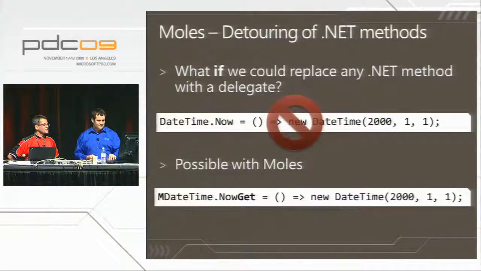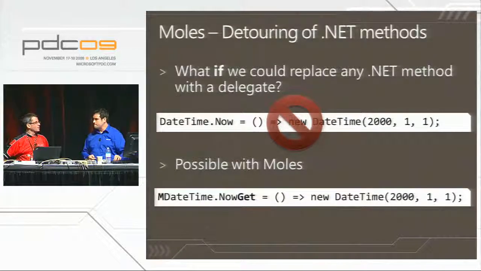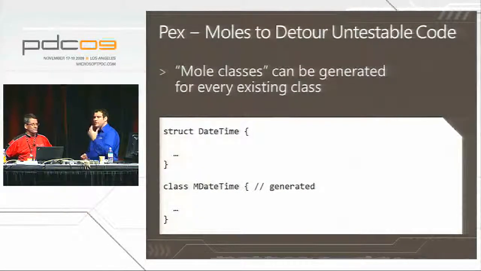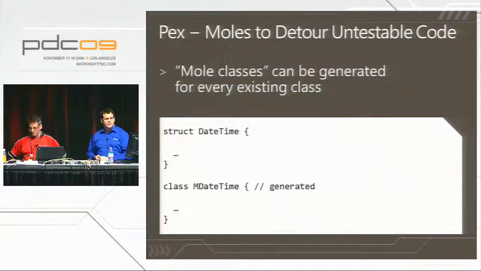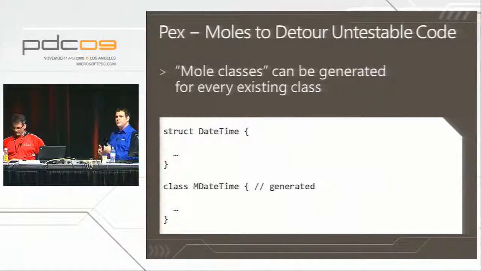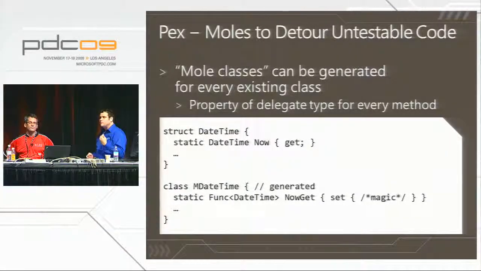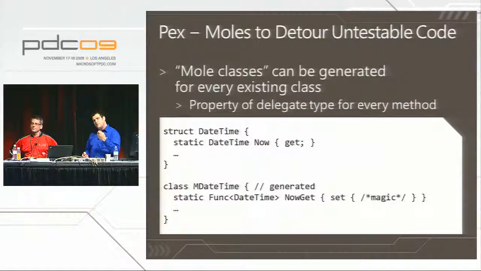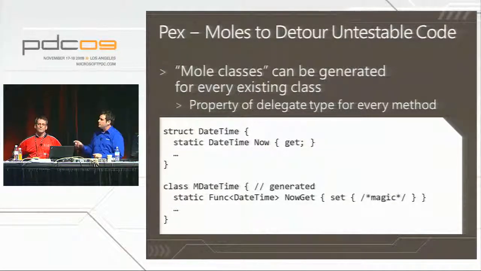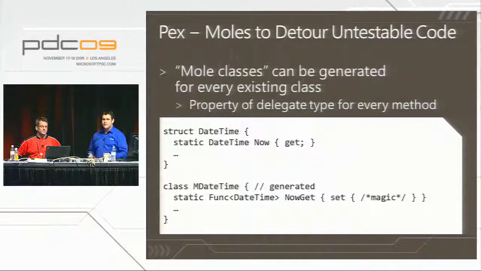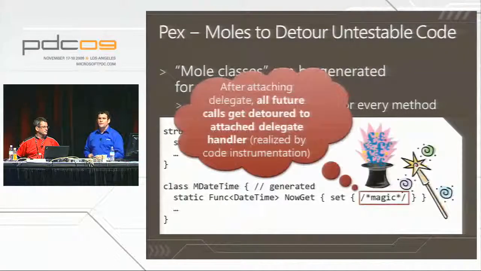Oh, I see. So this looks just like the kind of delegate that you installed for the interfaces. Yeah, it's very similar to the interfaces we generate with stubs. But this is not for interfaces, but for existing classes and structs. For every class and struct, we generate a class that is prepended with the letter M. And for every method and property in the existing class, we generate a property that has a delegate type. Here it's a Func that returns a DateTime. And then when you attach your own custom delegate to this property, then magic happens. PEX will redirect all future calls to your delegate.